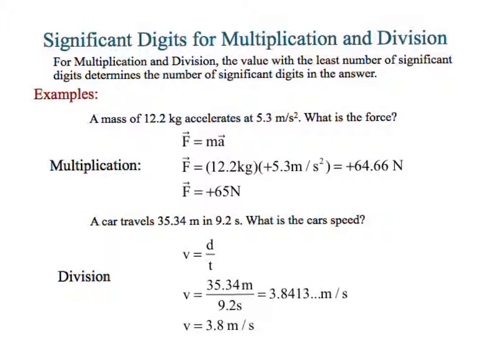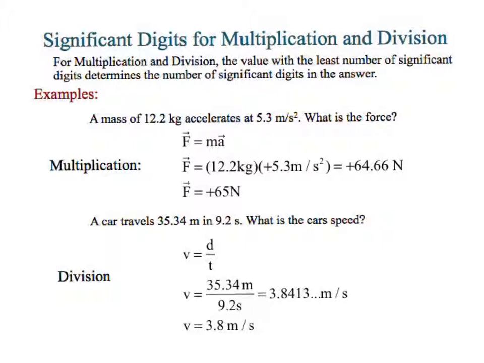It's not too bad once you understand what the principle is. There's different rules for different types of mathematical operations. The first one that we'll cover is multiplication and division. For multiplication and division, the value with the least number of significant digits that are in the question stem will determine the number of significant digits in your answer. So let's take a look at an example.